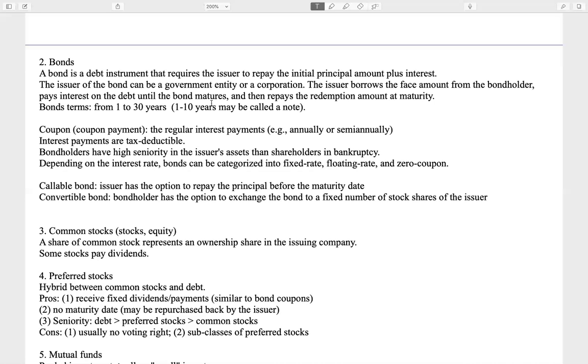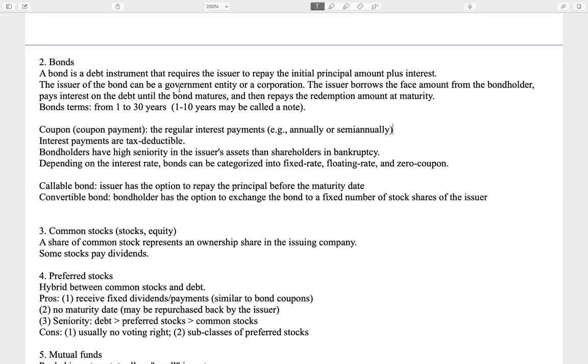Okay, it looks very close to an annuity except the final part, right? So you can think of a bond as an annuity plus a lump sum payment at the maturity time, right? So that's the cash flows of bonds.